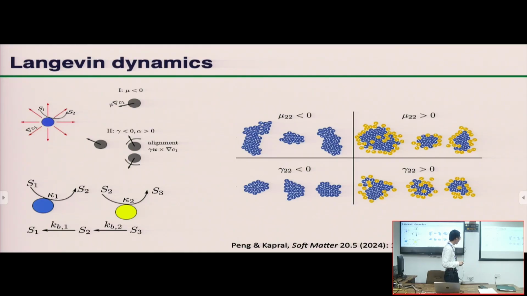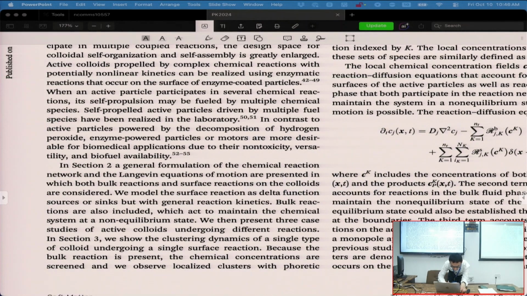Say you have two types of particles. One is producing some chemical, but that serves as a reactant for the other guy. And then you can also have reactions happen in the bulk fluid, which may convert this back to S1 as well through some other chemical reaction mechanism. So this allows you to maintain a non-equilibrium steady state. So you can model these systems, and let's briefly look at how one can incorporate this into the Brownian dynamics simulations.